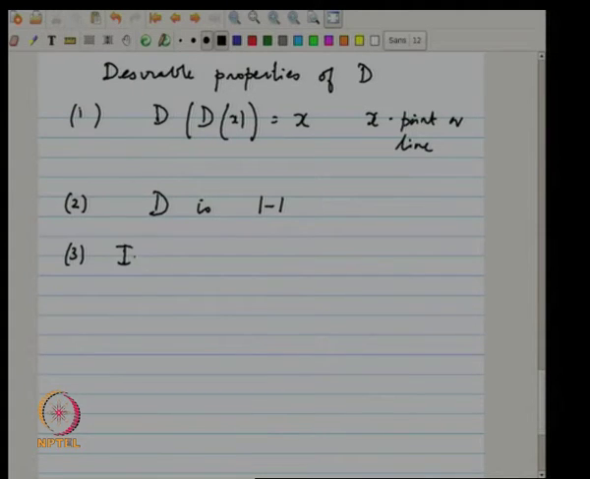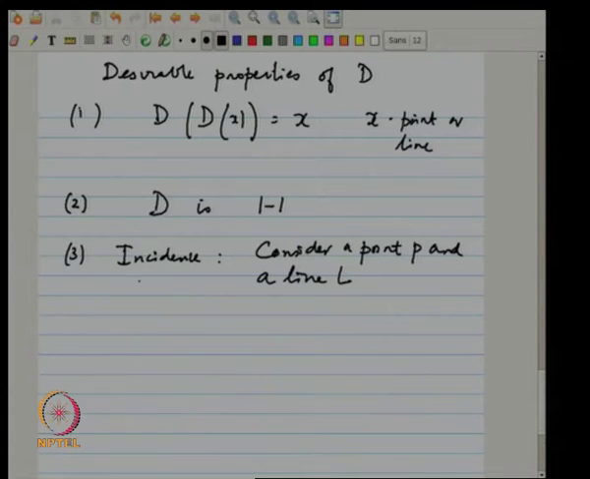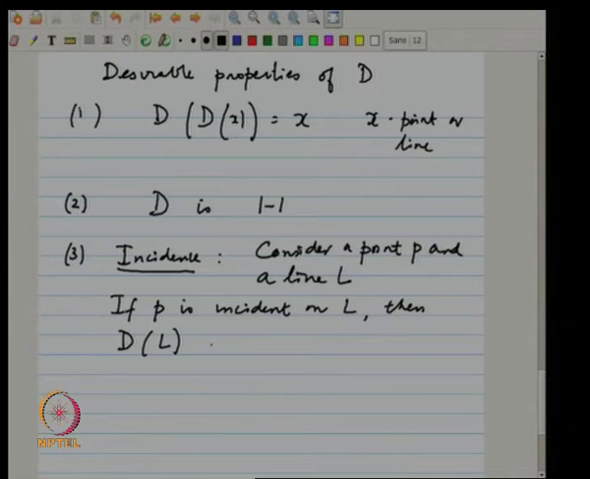Now here is a very important thing. Till now, this was all fine. So now the incidence property says the following. Consider a point P and a line L. The incidence property says that if P is incident on L, then d of L, which is a point, is incident on d of P, which is a line. So it's incidence preserving. The mapping that we are interested in will be incidence preserving. If a point happens to be on a line, when I take the dual transform of the point, that's a line. The dual transform of the line is a point, and again that point should be incident on the line. So whatever function we are interested in should satisfy this property.